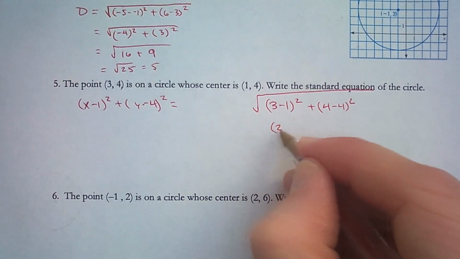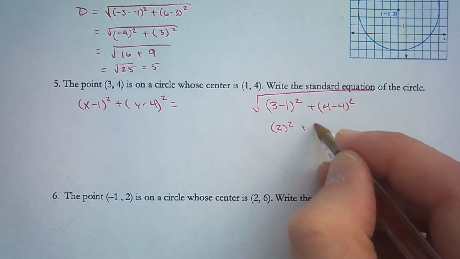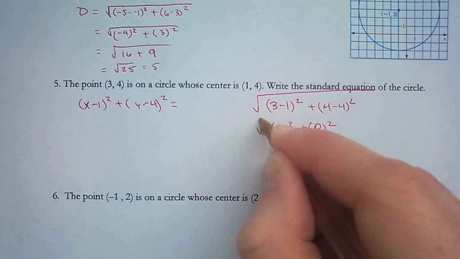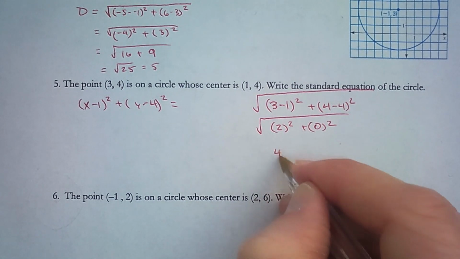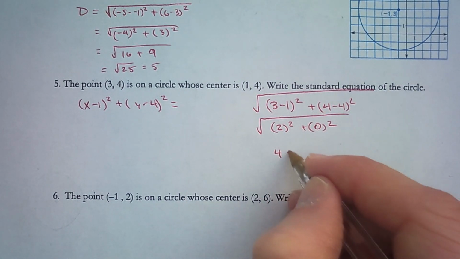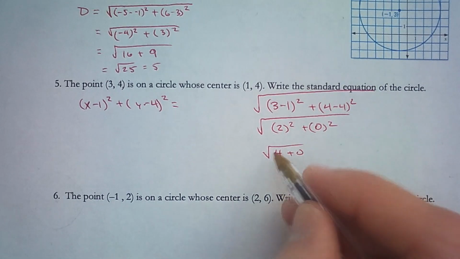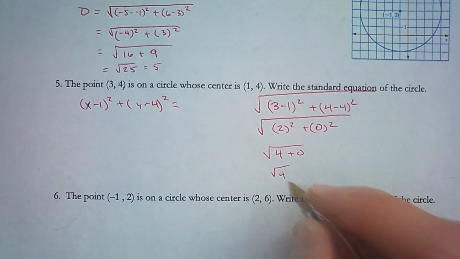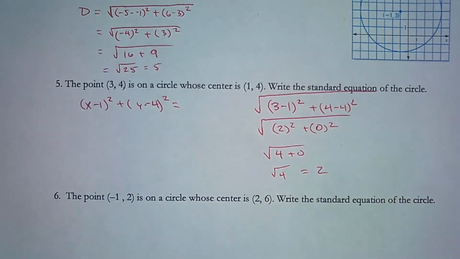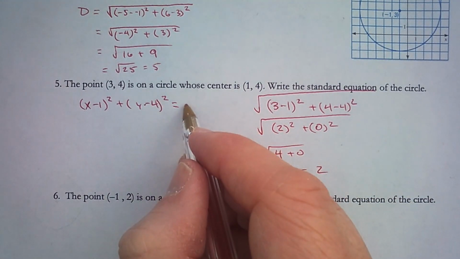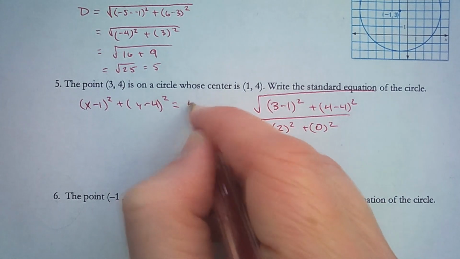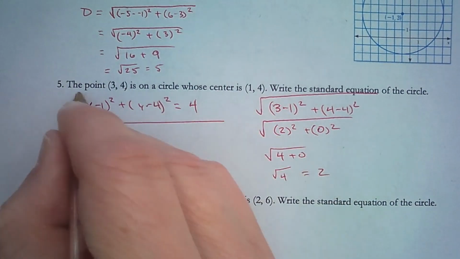3 minus 1 is 2 squared, plus 4 minus 4 is 0 squared, still under a square root. 2 squared is 4. 0 squared is 0, so 4 plus 0, which is 4. And the square root of 4 is 2. So this circle has a radius of 2. So what goes here is the radius squared. 2 squared is 4.